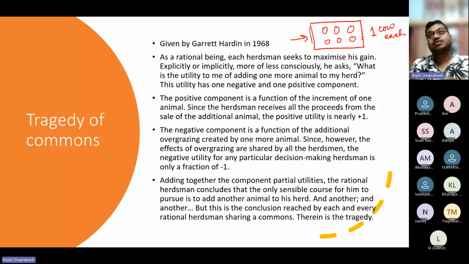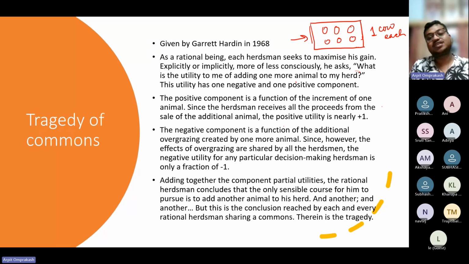But since this grass is a resource that is common to everyone, the negative effects of overgrazing will be shared by everyone. So whatever negative effect there will be, it won't be that negative for me, right? It won't be minus one for me. It will be just a fraction of minus one for me and a fraction of minus one for everyone else, right? Adding together the component partial utilities, the rational herdsman concludes that the only sensible course for him to pursue is to add another animal to his herd.